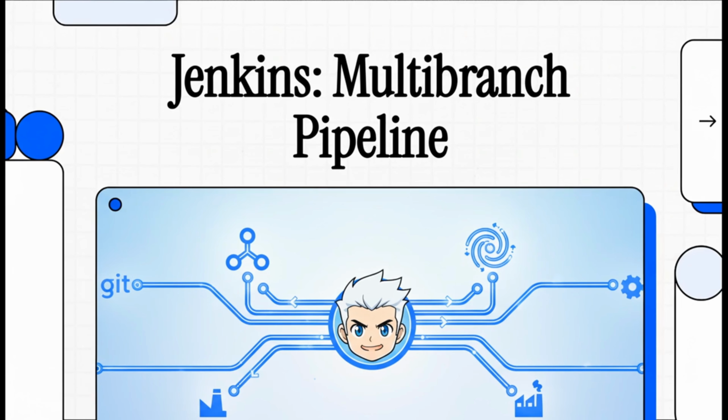Let's dive into one of Jenkins' most powerful and honestly game-changing features, the multi-branch pipeline. If you're using Git, this is your ticket out of manual setup chaos. It's how you automate the build process for every single one of your branches. So let's get right into it.